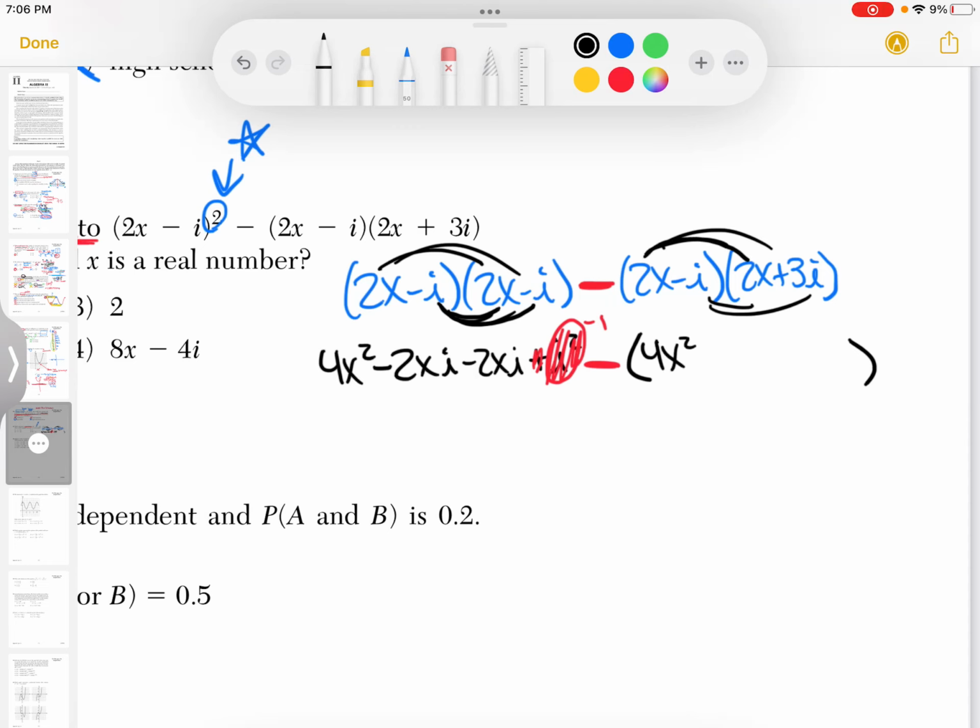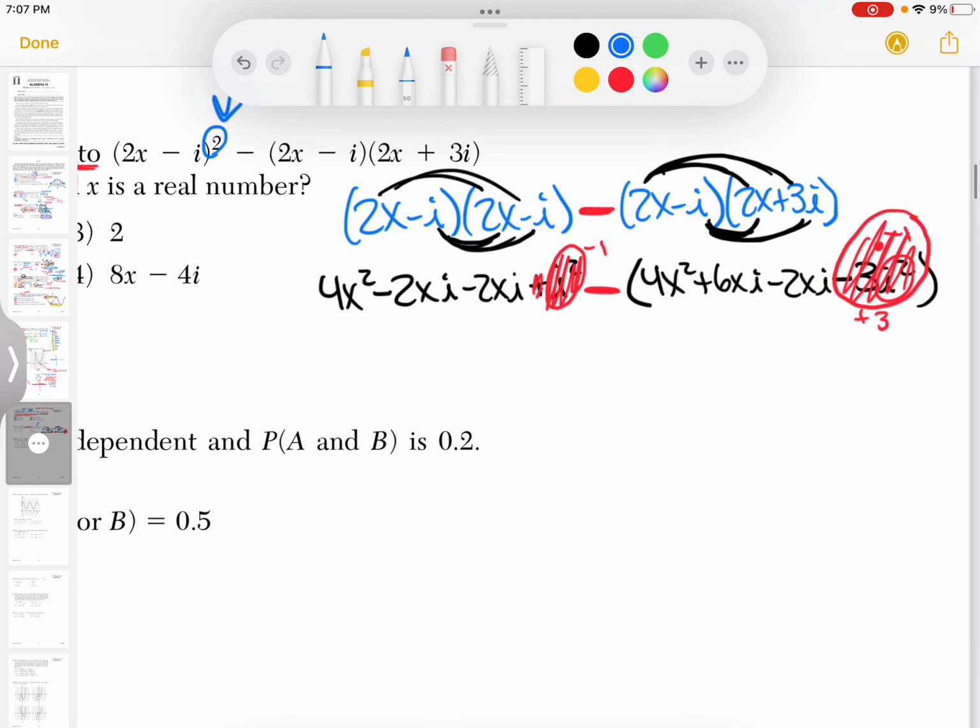Okay. Next part, when I go to multiply this out, 2x times 2x is 4x squared. 2x times 3i is a plus 6xi. In here, negative i times 2x is a minus 2xi. And the last one, negative i times positive 3i is going to be minus 3i squared. So I'm going to do that same thing again. i squared is a -1, but this one has a -3 with it. So this whole term right here is -3 times -1. So I'm just going to replace that whole thing with a plus 3.